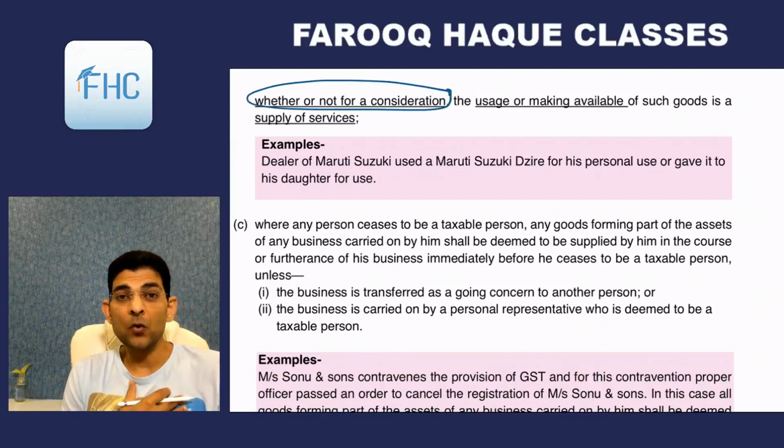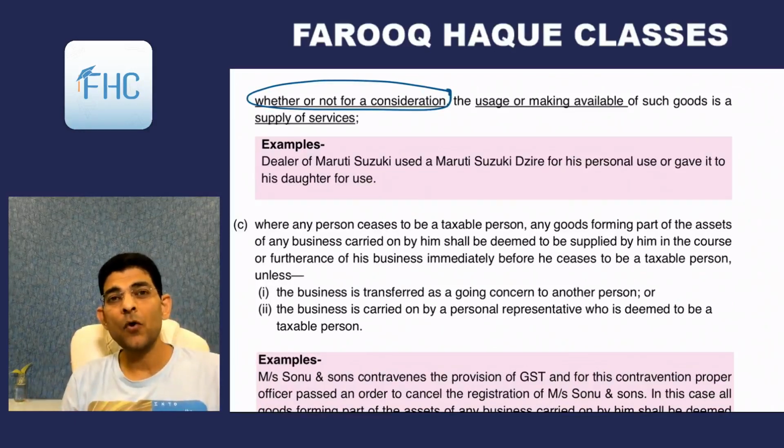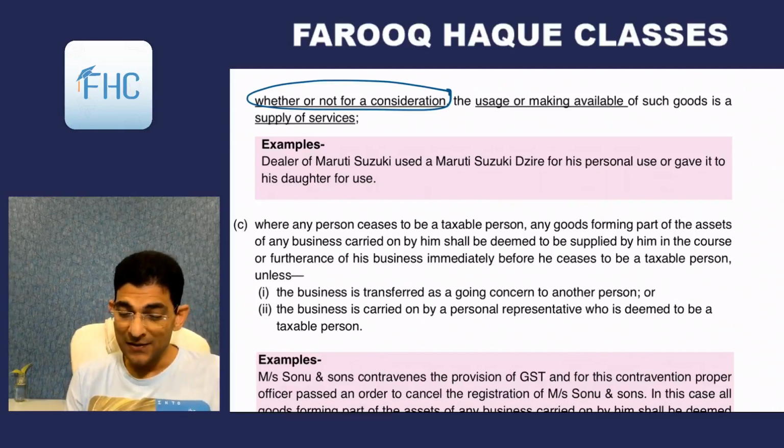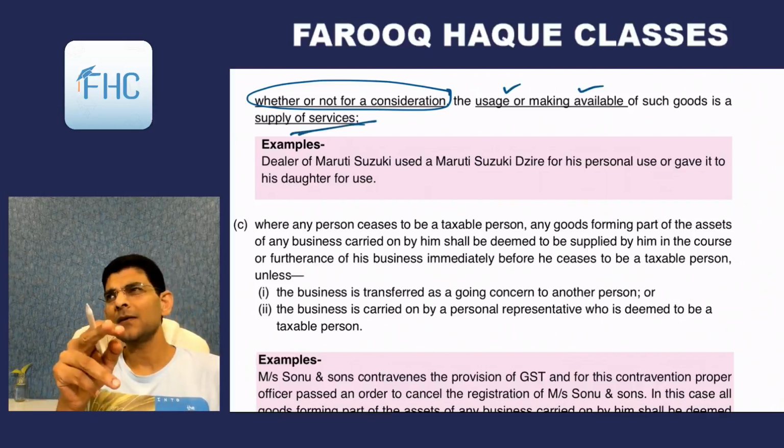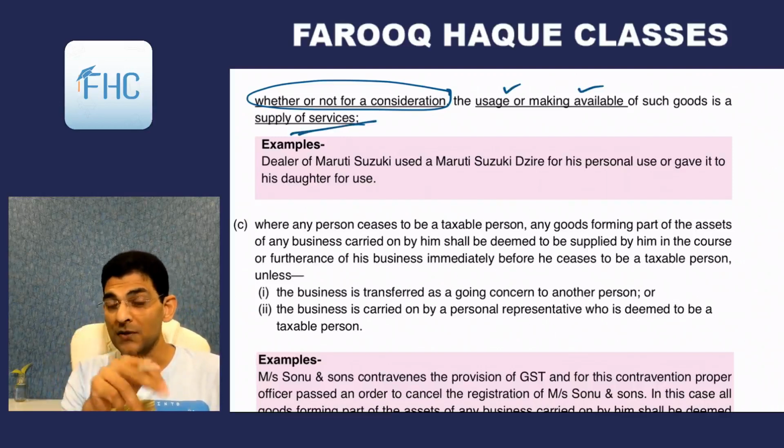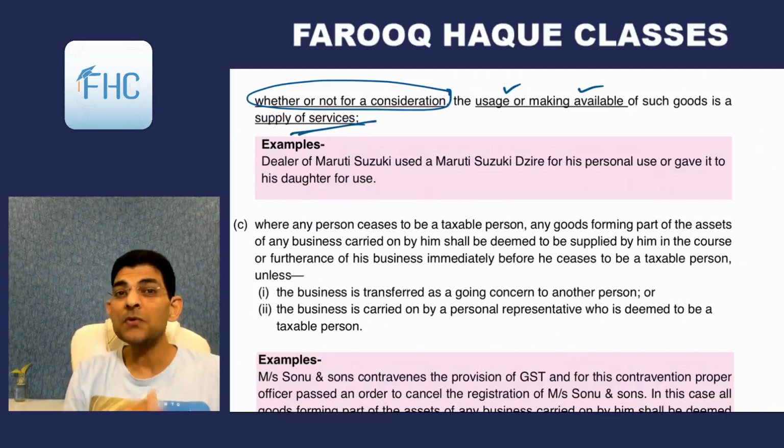Again, see, whether or not for a consideration. Obviously, when I am shifting my own television from my shop to my house, will I charge consideration for that? No. Or if I am giving it to use to any family member, will I charge consideration? No. Or to a friend? No. Of course. Still, the usage or making available of such goods is a supply of service. Sorry, I told goods. It's not goods, it is service. So if I convert my, because ownership is not transferred now, only the use is transferred, hence it will be called as service.